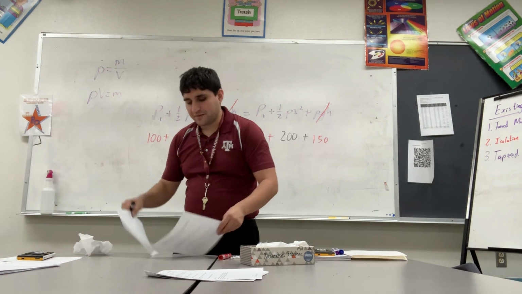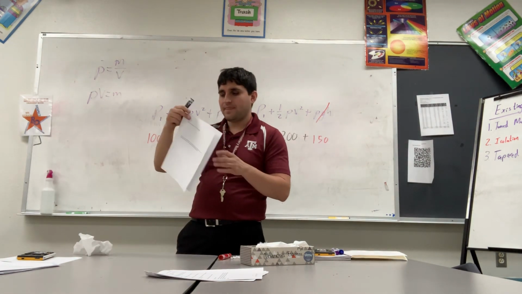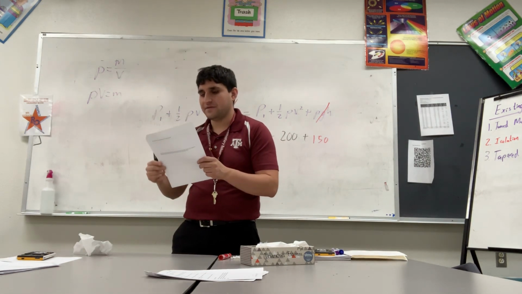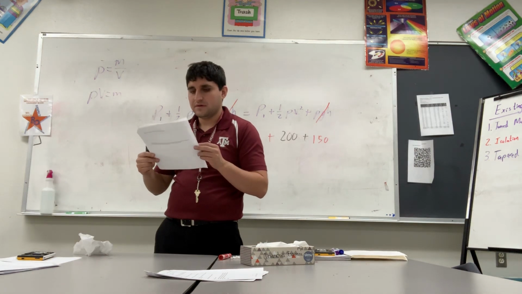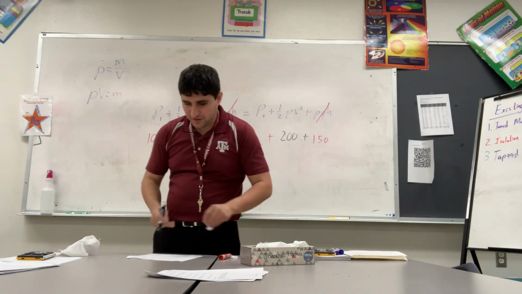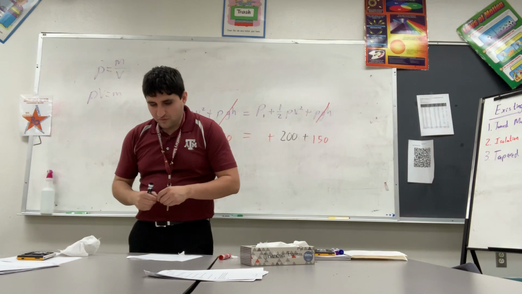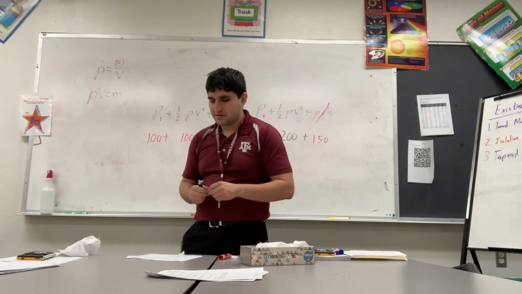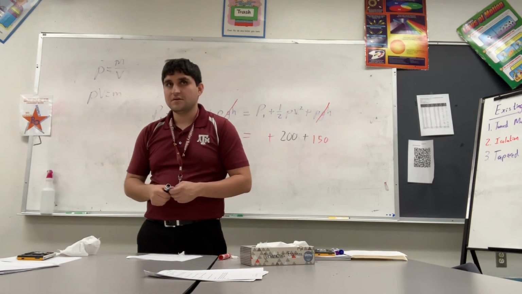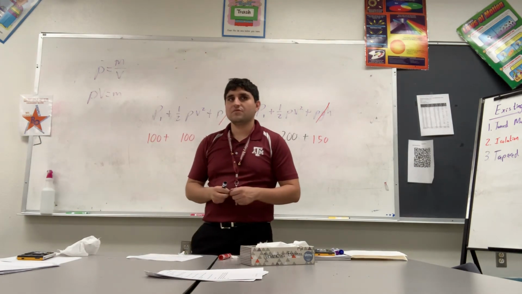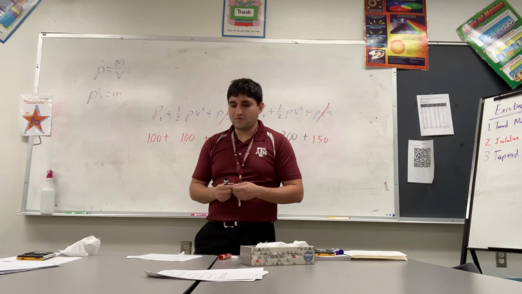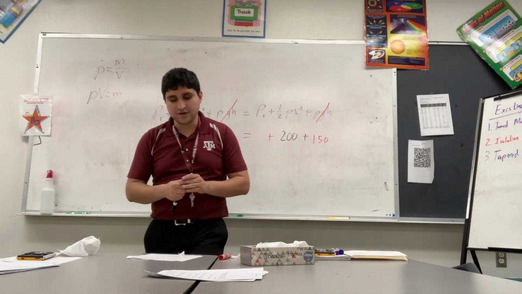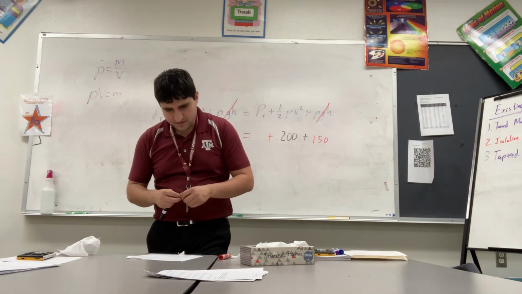So on number 5, when an object floats, what can we say about the buoyancy and the weight? They're equal. Well, if it's just floating there, what can we say? They're equal, so they're in equilibrium.